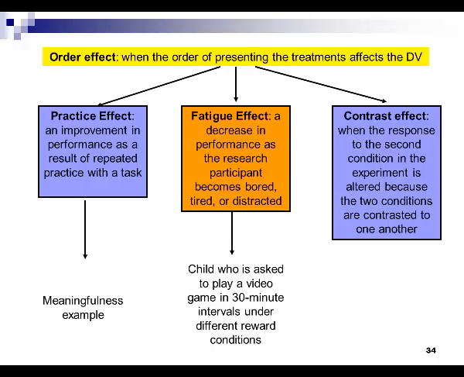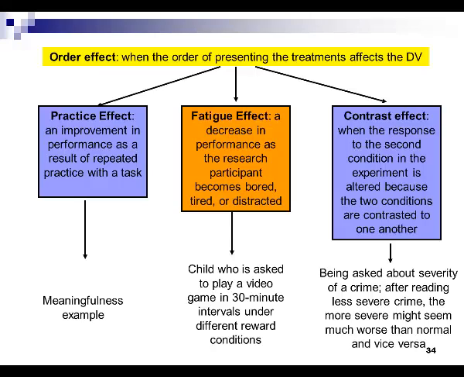And then finally there's the contrast effect. And this is when the response to the second condition in the experiment is altered because the two conditions are contrasted to one another. So what you see here as an example is, let's say that you're being asked to talk about the severity of a crime, but you're exposed to a much less severe crime first, and then they show you a severe crime, or you read about it, and it seems much worse just because you were exposed to the less severe crime first. So the fact that there's such a large contrast between one another leads you to believe that the second one is much more severe than if you hadn't been presented with the less severe crime first.